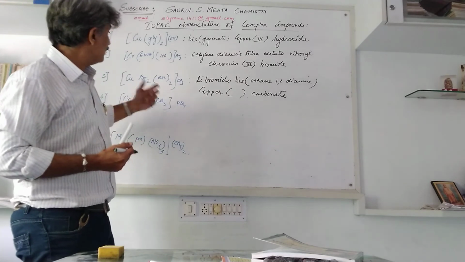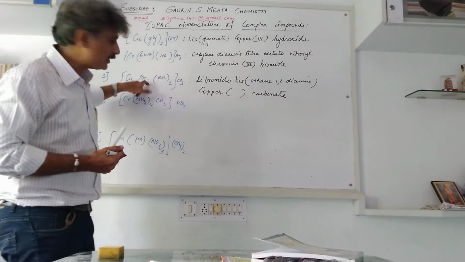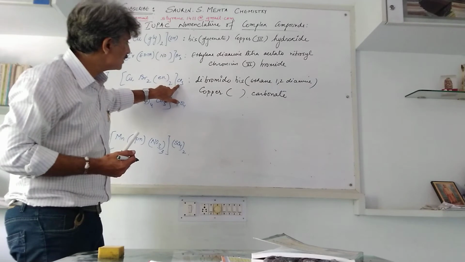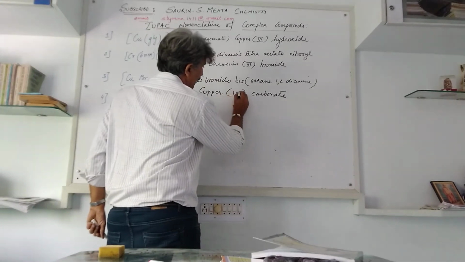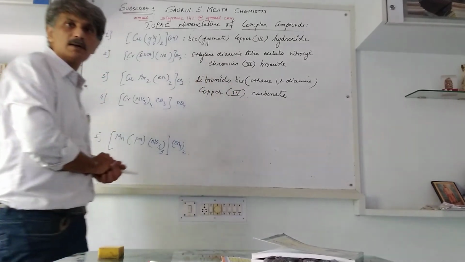We will find out the oxidation number. Br is -1 into 2. This is neutral and this is CO3 with -2. So -2 and -2 total -4, and that comes to the oxidation number 4.